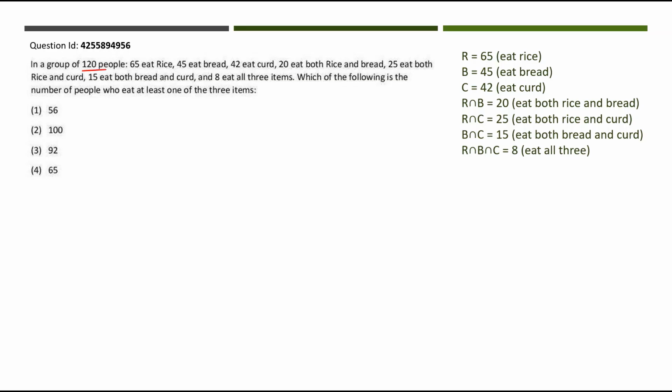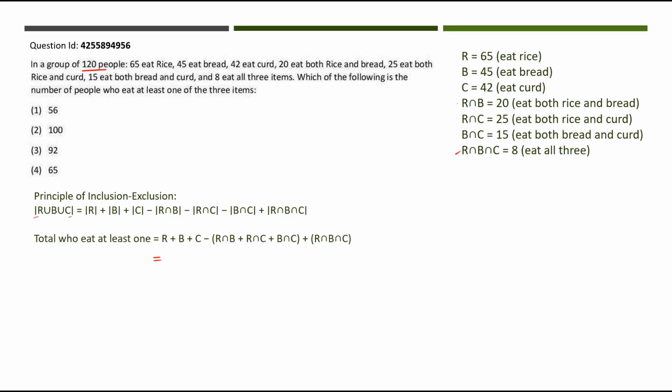So out of these 120 people, we have to find how many people eat at least one item. We are going to apply the principle of inclusion exclusion. R union B union C means the number of people who eat at least one of the three items. So why have we used this notation is to take only the count. This is given by the count of R, the count of B, the count of C minus the count of R intersection B minus the count of R intersection C minus the count of B intersection C plus the count of R intersection B intersection C.